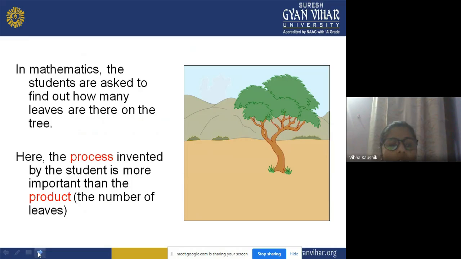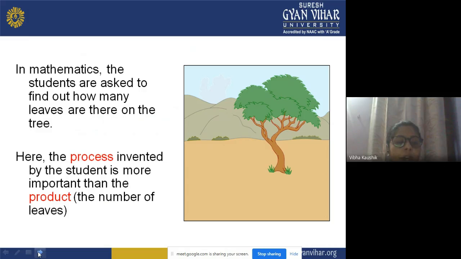In mathematics, the students are asked to find out how many leaves are there on the tree. As a teacher, you will ask the students to tell you how many leaves are there on the tree. Hence, the process invented by the student is more important. In developing creative thinking among the students, we are more focused on the process, what process they will apply to get the answer to that problem. We are not focused on the product or the outcome.